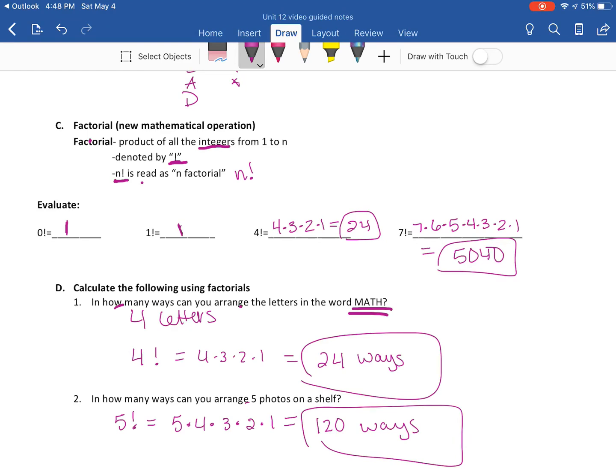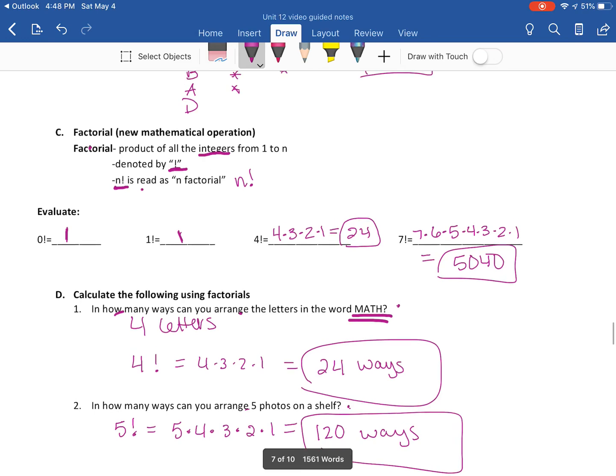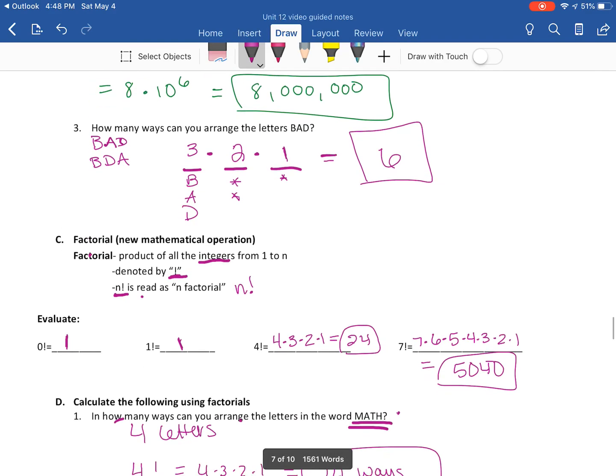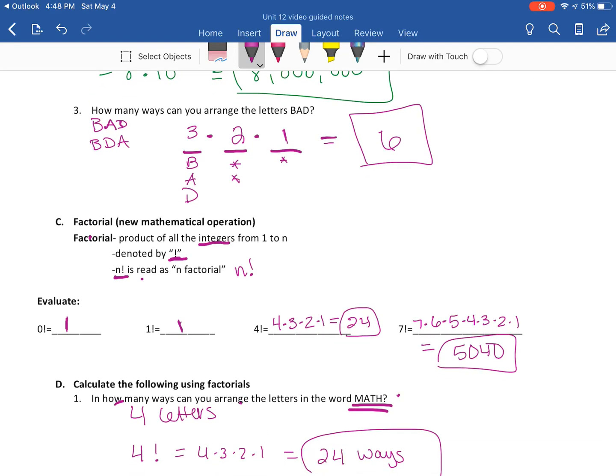So this is our factorial. Tomorrow in class, we're actually going to look at how we can type a factorial into our calculators. But 12.2a, again, is just on different ways to figure out how many possibilities, or count the number of possibilities, of any given situation. And basically, we're just using multiplication to figure that out.